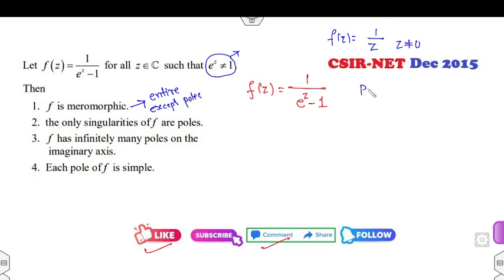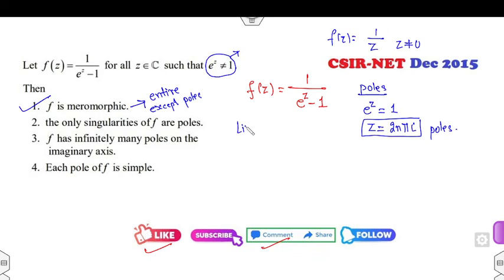What is the pole? Can you define the pole? E raised to power z is 1. So that means z will be 2 n pi iota. So these are my poles. Outside these poles, it is my entire function. So yes, this is my meromorphic function. The only singularities of f are my poles.